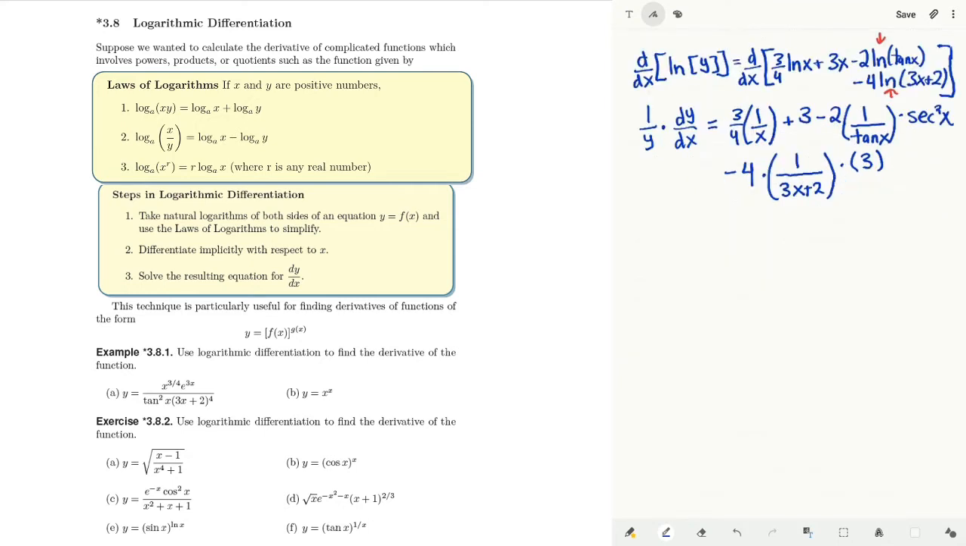So now let's simplify the right-hand side. So on the left, we have 1 over y times dy over dx is equal to 3 over 4x plus 3 minus 2 times secant squared x over the tan of x minus 12 over 3x plus 2.